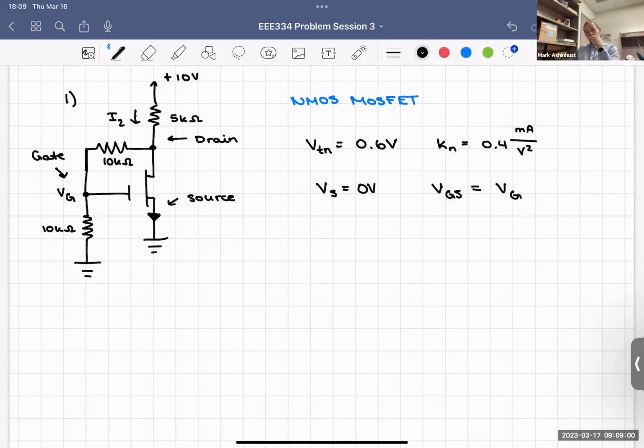So we're missing the voltage at the gate. We're also missing the voltage at the drain. So let's solve for one of the two. I'm going to choose, right now, the voltage at the gate, and we'll use that for the voltage at the drain. So we know the voltage at the gate is, we're looking at it right here.